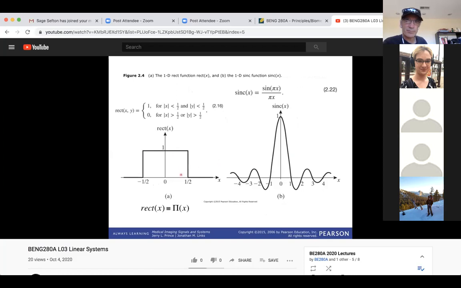The first one is called the rect function, and it's given this symbol. It's not terribly creative, but it's 0 in one dimension. It's 0 until you get to -1/2, and then it becomes 1. And then it stays at 1 until you get to 1/2, and it becomes 0 again. So its width is 1 unit, whatever x is, right? And its height is 1. That's called a rect function. So it's almost just like a gate, right? Inside that minus a half to a half, and it's 0 everywhere else.